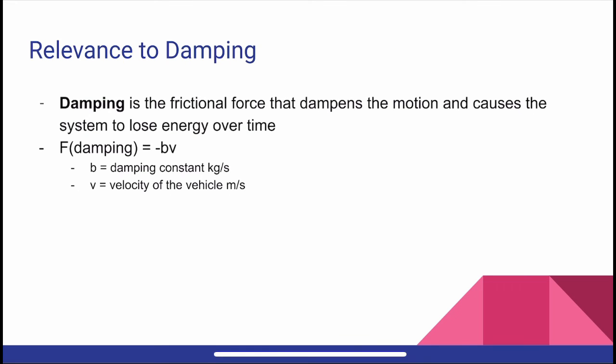In a harmonic oscillator, damping is known as the frictional force that dampens the motion and causes the system to lose energy over time. The damping force is proportional to the object's velocity, calculated with the formula force of damping equals negative b times v, where b is the damping constant in kilograms per second and v is the velocity of the vehicle in meters per second.